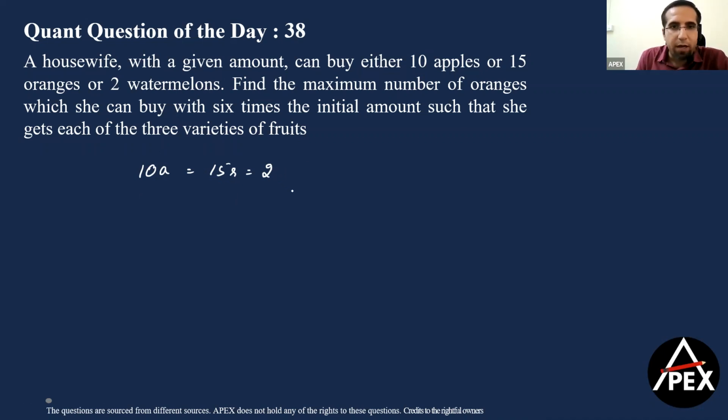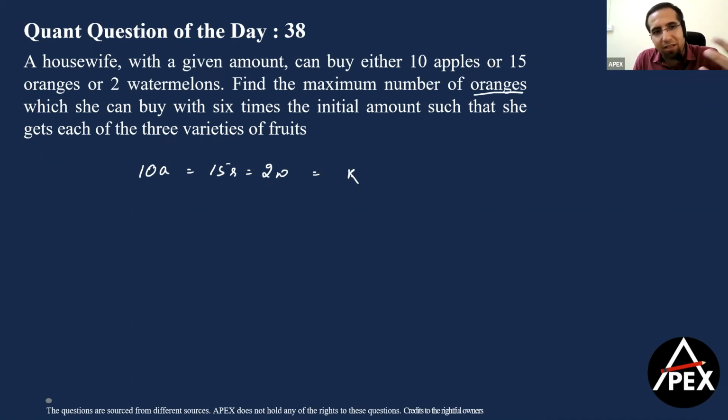Okay. And we do not know the price, so let us say that is equal to K. That is what we generally do. Now the question says find the maximum number of oranges which she can buy with 6 times the initial amount that she has, such that she gets each of the 3 varieties of fruits. Right now, which means I need to know the cost price of each orange.